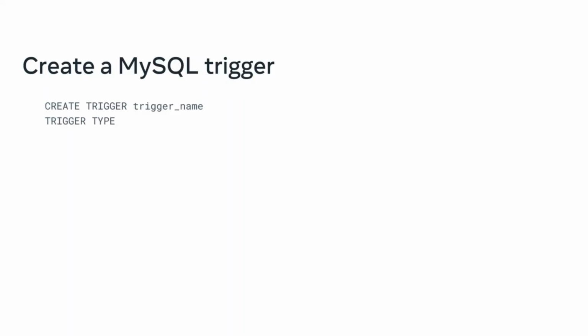Then define a trigger type. For example, is it an insert, update, or delete trigger? And should it execute before or after? Don't worry about this for now. You'll explore trigger types in a later video. Next, specify which table the trigger must be assigned to and identify how it should be applied to the table.